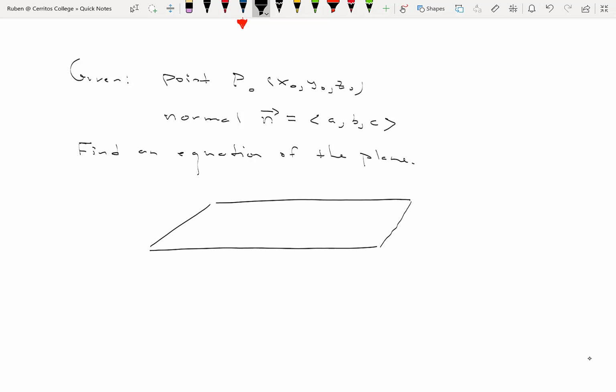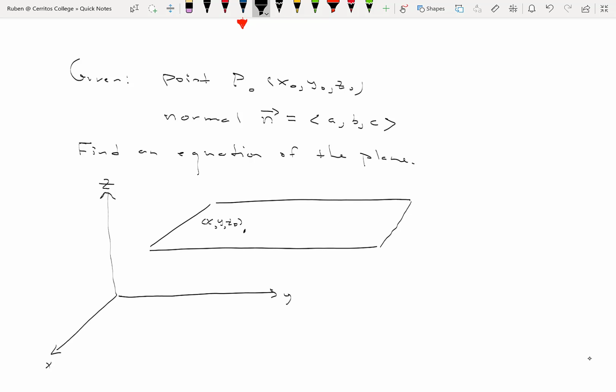So here's our plane. I'm drawing it horizontal just because it's convenient for me to do that. And here's a picture of the first octant. Remember, the first octant is that part of 3 space where all 3 coordinates are positive. And here is the point x naught, y naught, z naught, right here.